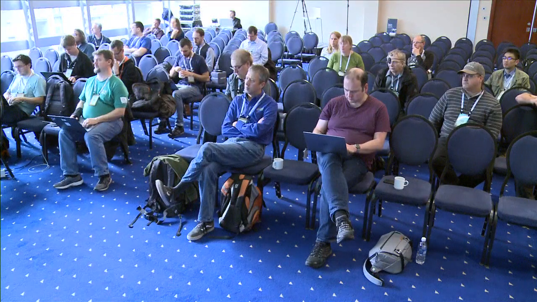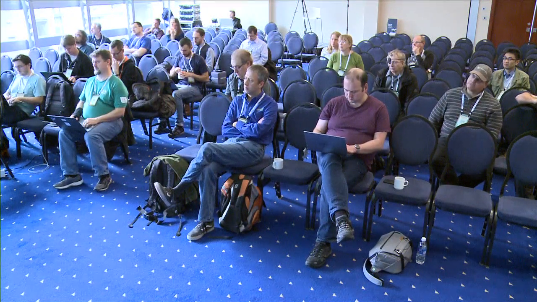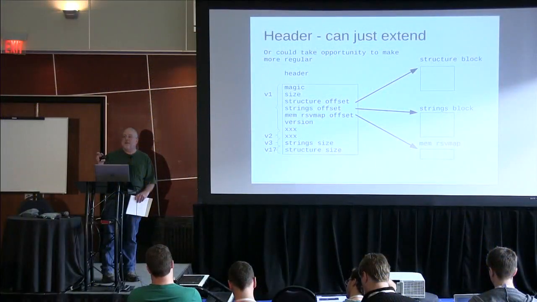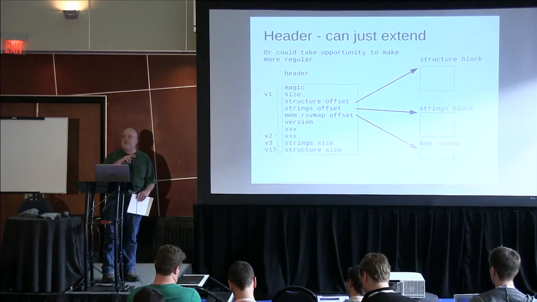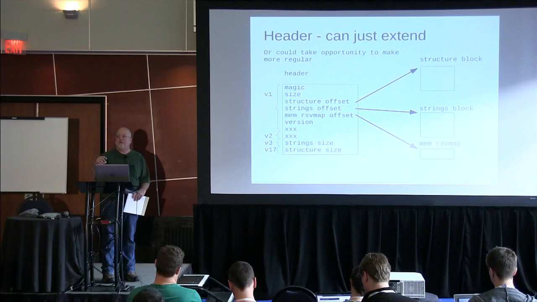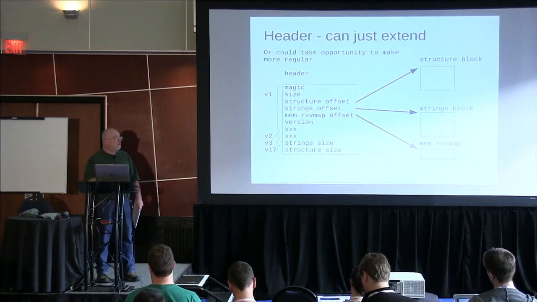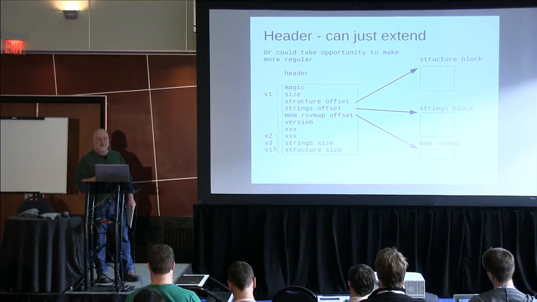One attribute of it is that it's byte aligned instead of 4-byte aligned. And there's some string reuse. If a substring is part of a larger string, then a reference can point into that substring instead of having to allocate space to have that substring in two different places in the table. And finally, the memory reserve map is another block you just get pointed to.